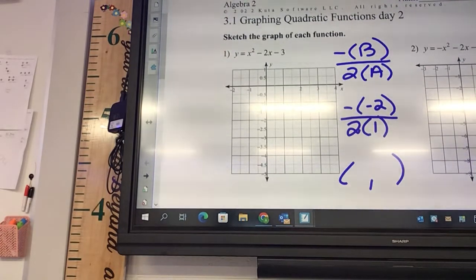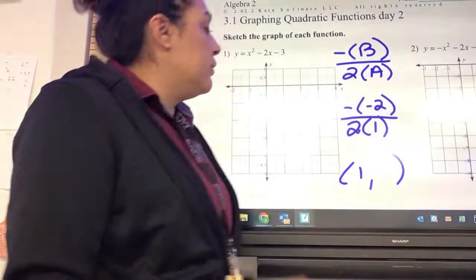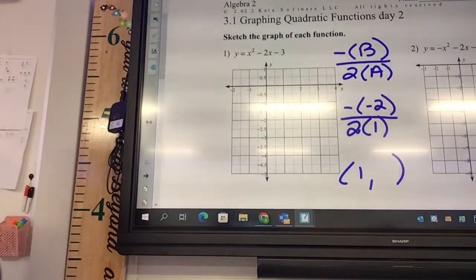One? Somebody else got 1? Yeah? Okay, so that goes there. That's our first part of our vertex.